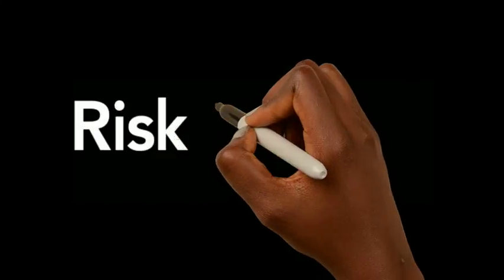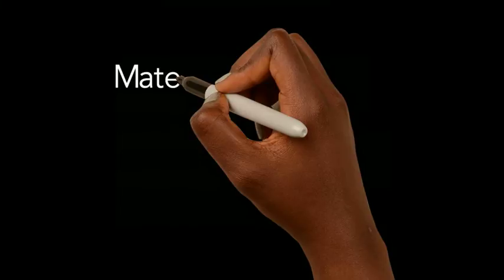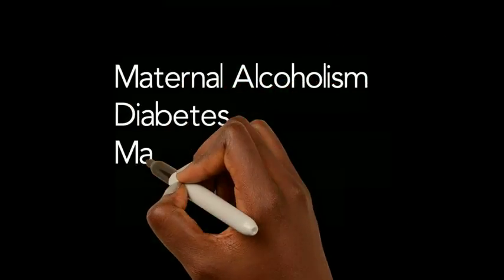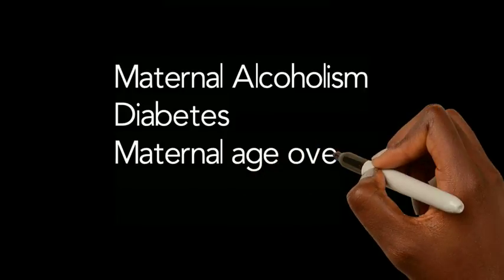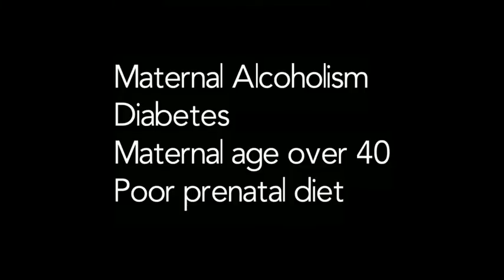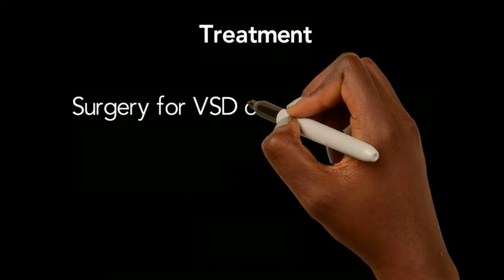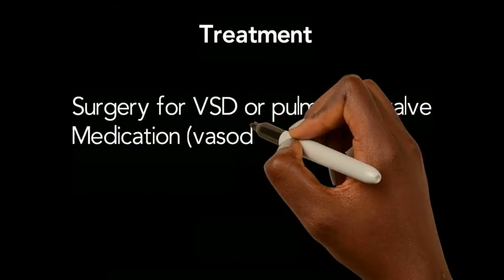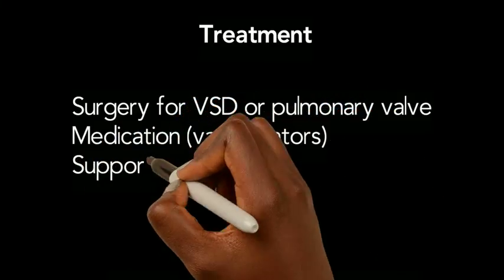Okay, so what are some of the risk factors that cause the disorder? First off, maternal alcoholism, diabetes in the mother, maternal age over 40, and also poor prenatal diet can also cause Tetralogy of Fallot. Some of the treatment options for these kids include surgery to correct the ventricular septal defect or the pulmonary valve, medications such as vasodilators, and then supportive care.